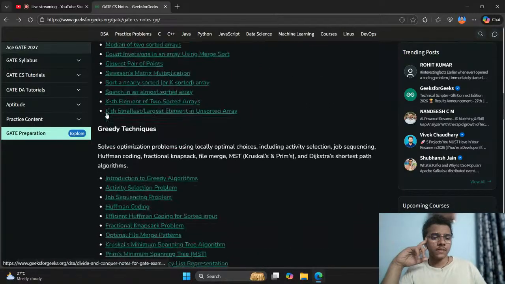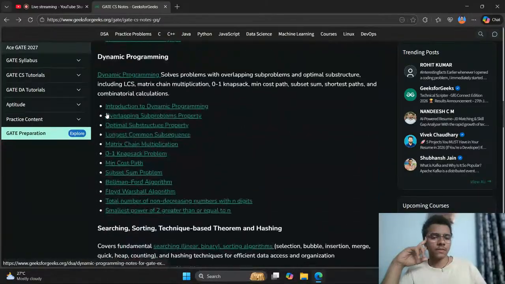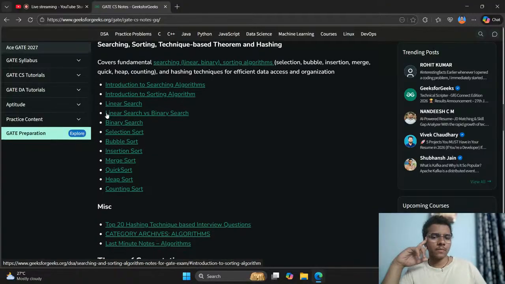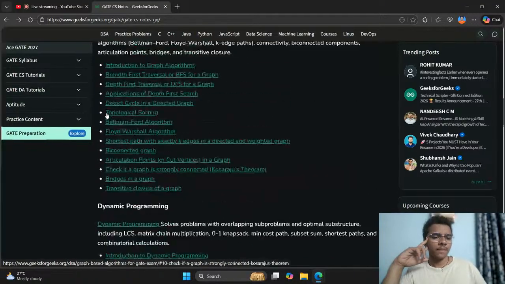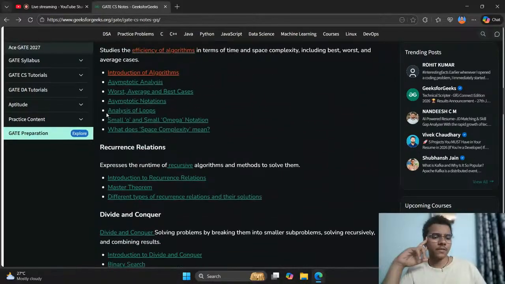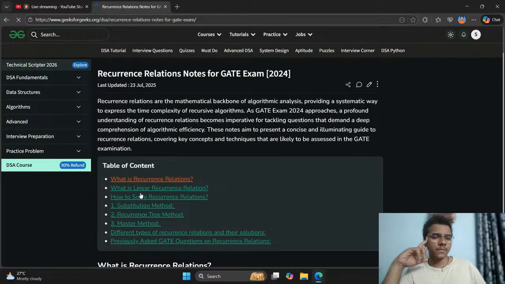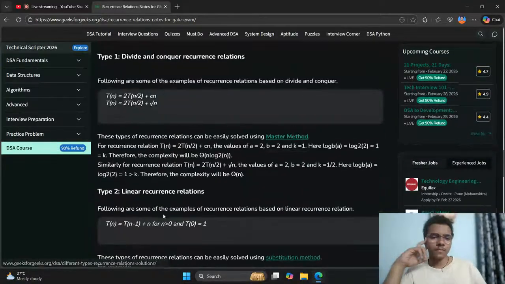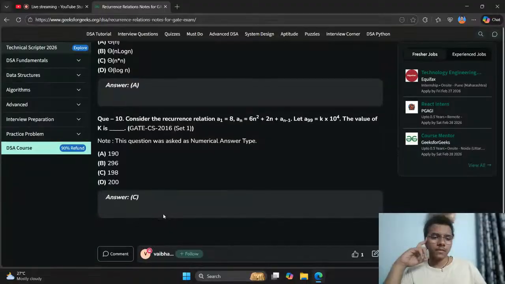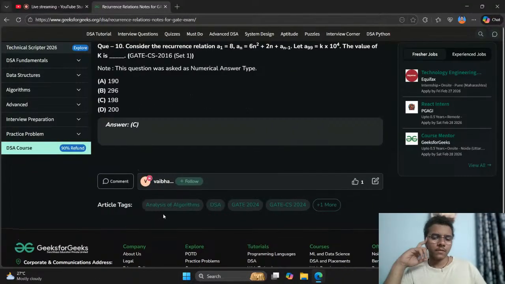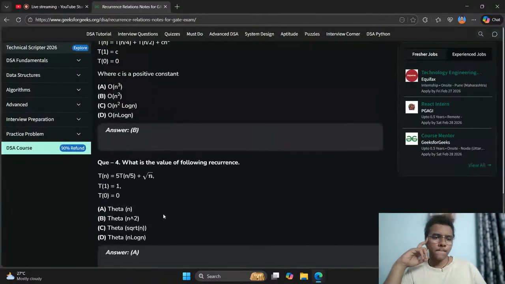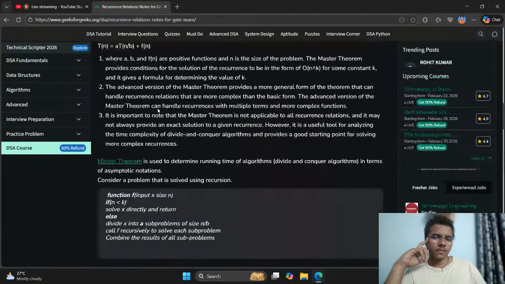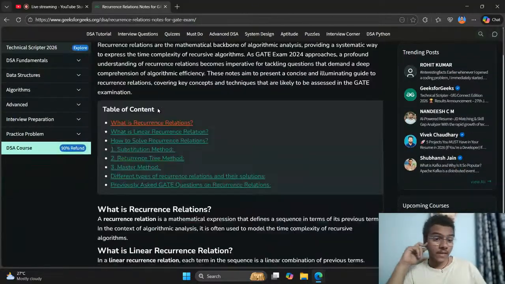Recurrence relations, divide and conquer, greedy algorithms, graph algorithms, dynamic programming, searching, sorting, technique-based theorems, and hashing. Okay, that is not very terrible. Master theorem is something that needs to be understood, though. Yeah, not too bad. So the master theorem is a complicated and important topic.